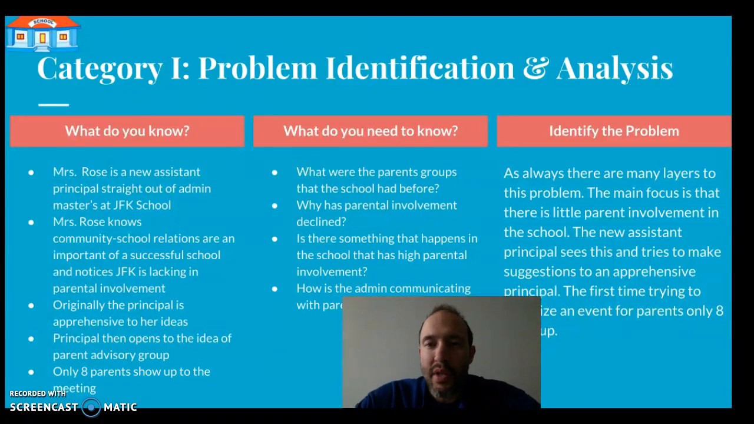What do you need to know? I would love to know what parent groups the school had before. Did the excerpt mention that there were parent groups before? Why has it declined would be another question.